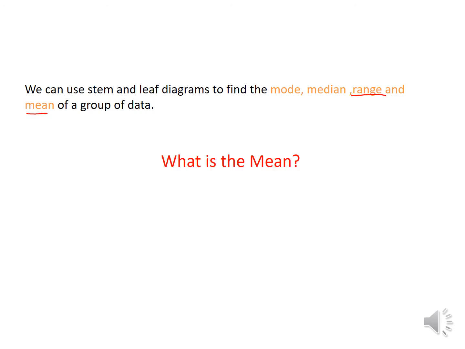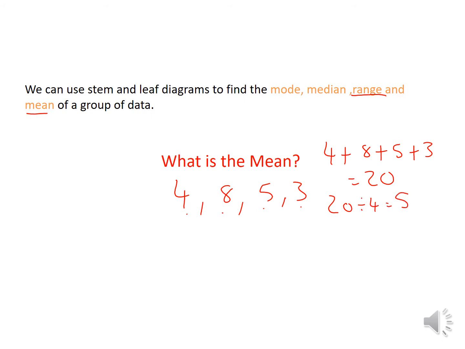Okay, so what is the mean? The mean is the total of the numbers divided by how many they are. So for example, if I had 4, 8, 5 and 3, to work out the mean of these four numbers, I would total them up first. So I'd add them all up. 4 add 8 add 5 add 3 gives me 20. Then I would divide by how many they are, so 1, 2, 3, 4. 20 divided by 4 gives me 5. Therefore, the mean for this set of numbers is 5.